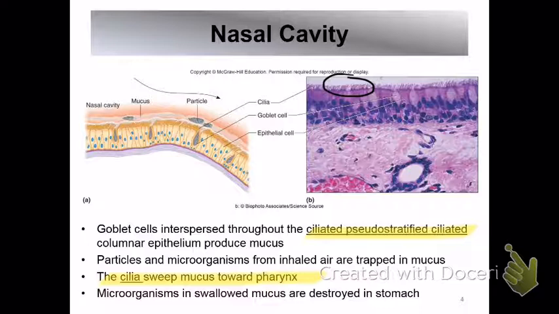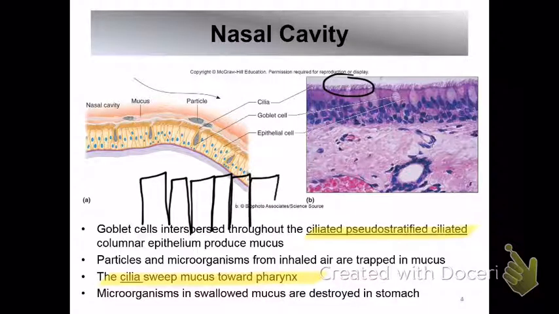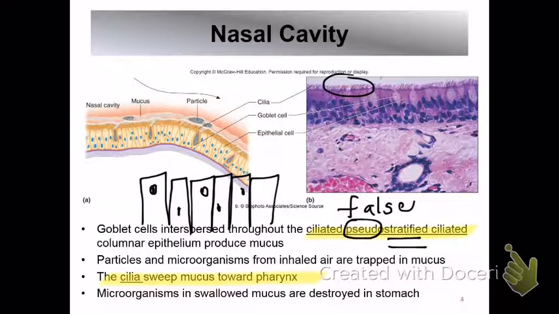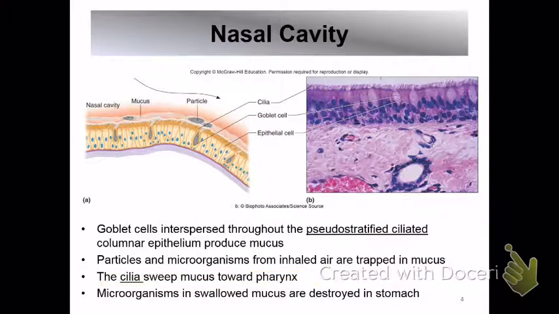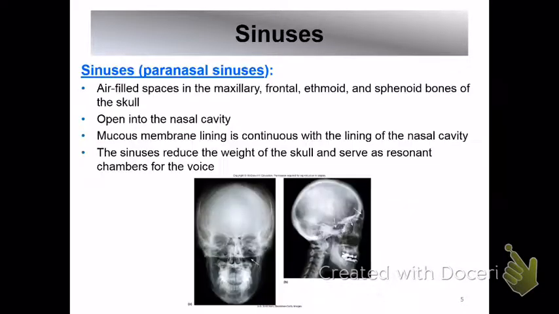Now, if you'll remember from 201, the pseudostratified columnar cells are the epithelial cells that are shaped like this. The pseudostratified cells had the nuclei at different levels. They appear to be layered, but they're not layered. They look like they're layered because of the nucleus, but they're not. But you do want to know that the pseudostratified cells have cilia.